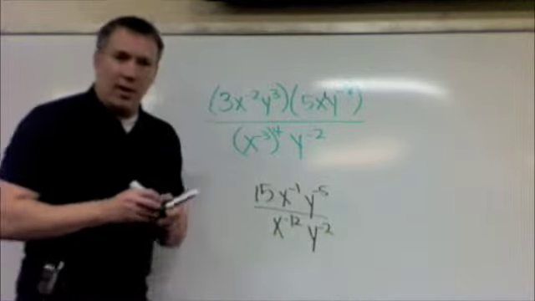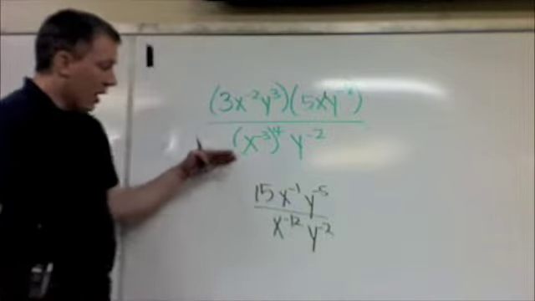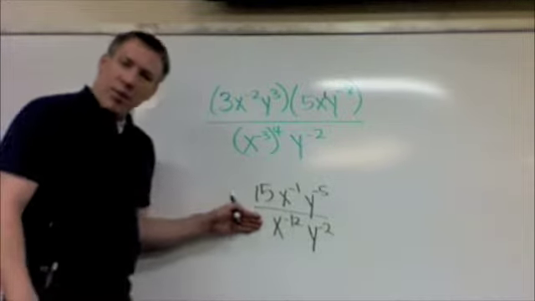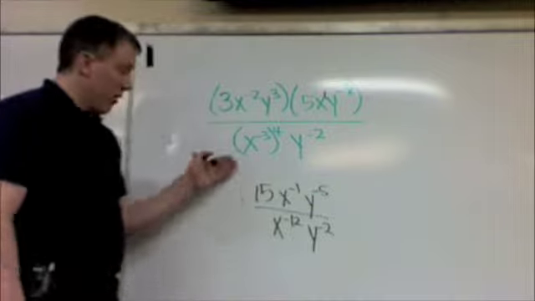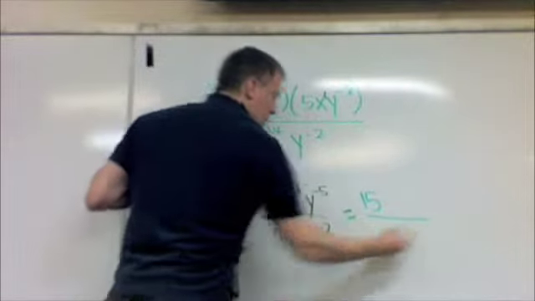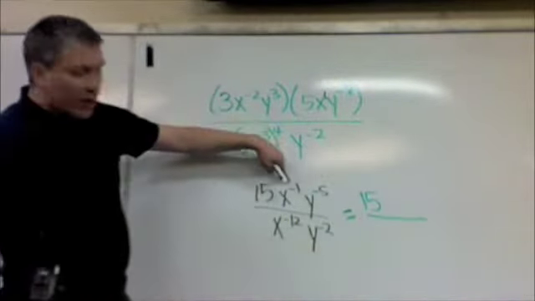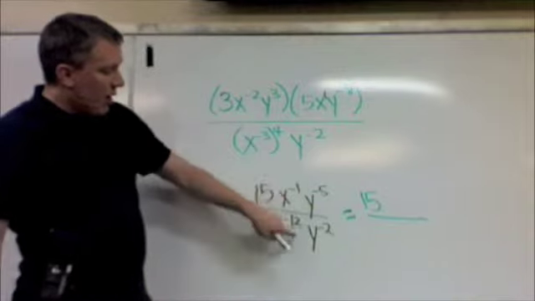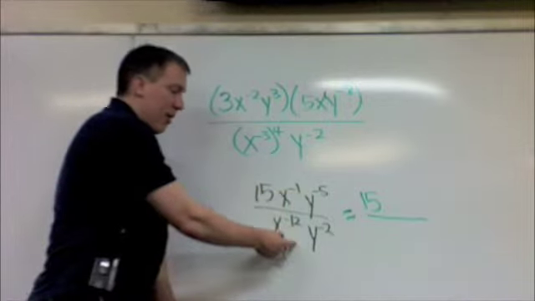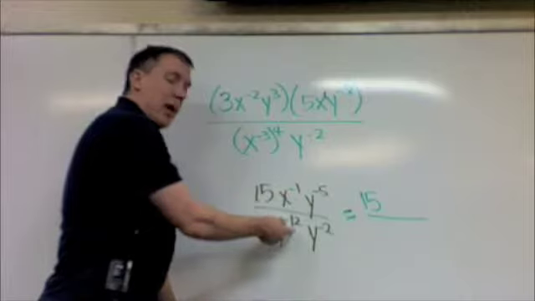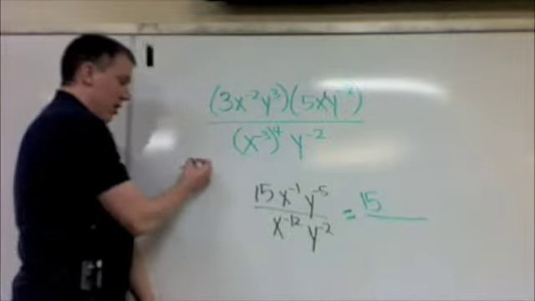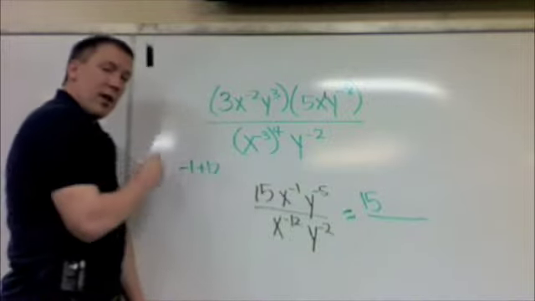Okay, first step is done. Now, I need to look again at the numbers. 15 over, I don't see anything there. What number is there? I hope you said 1. 15 over 1, still 15. So I'm just going to write 15 again on the top. X to the negative 1 divided by x to the negative 12. Now I'm doing subtraction. The top power minus the bottom power. Negative 1 minus a minus 12, which would be plus. Negative 1 plus 12 is 11.